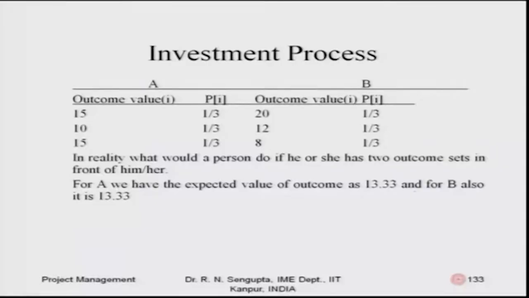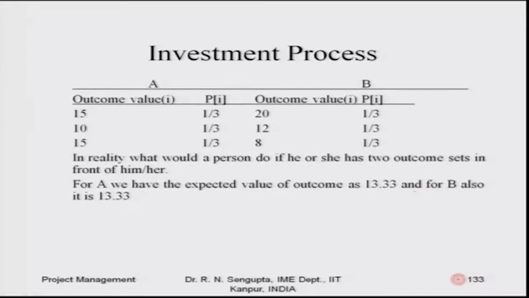So in reality, what would the person do if he or she has two outcome sets in front of him or her? For A, the net value would be found by multiplying 15 into 1/3 plus 10 into 1/3 plus 15 into 1/3. You take 1/3 outside as common, so it will be 15 plus 15, 30, plus 10, which is 40. 40 divided by 3 would give you the value of 13.33.